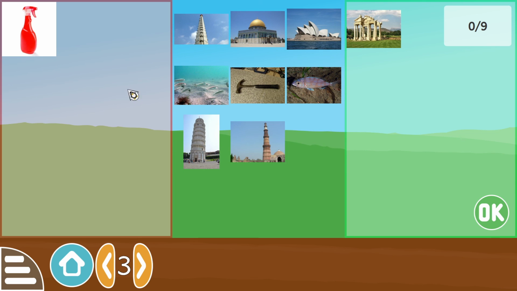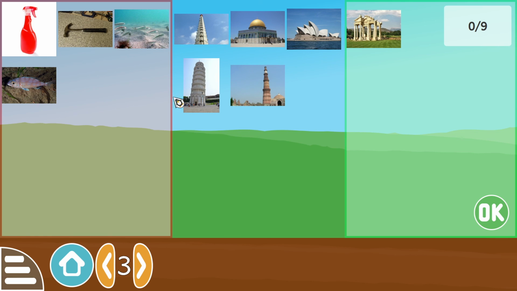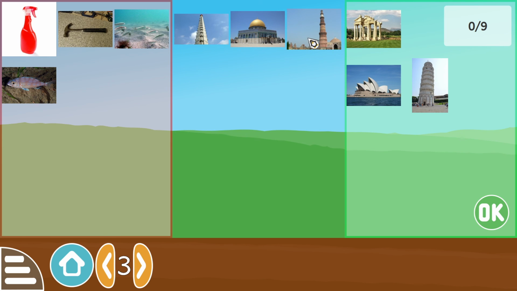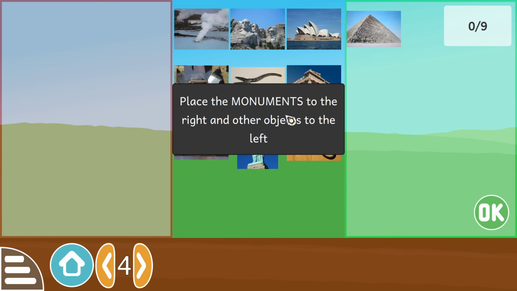So some cleaning fluid, hammer, fish, and knot. I'd call the Sydney Opera House a monument. It looks to be the Leaning Tower of Pisa. And I'm going to go with that. I think the others are, but I'm not sure what they are.